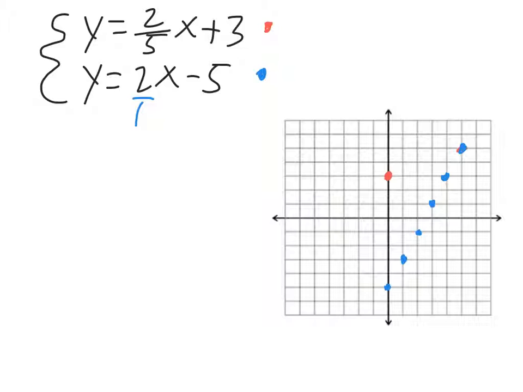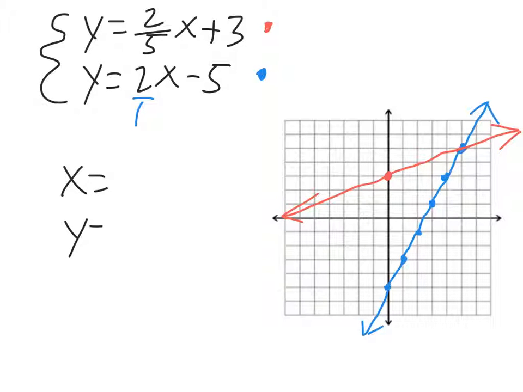And if we then draw lines for these, don't worry, I can't draw straight lines. These two lines will intersect right here at this point. Now we need to find out what point that is. So for our final answer, we need x equals some number and y equals some number.